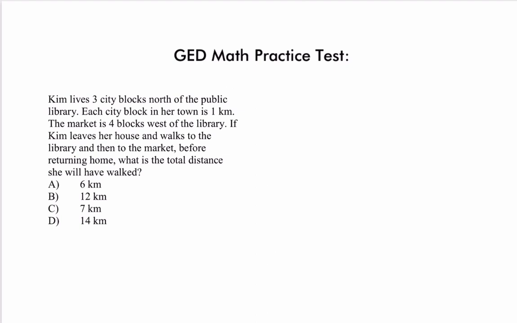Okay, the question today is: Kim lives 3 city blocks north of the public library. Each city block in her town is 1 kilometer. The market is 4 blocks west of the library. If Kim leaves her house and walks to the library and then to the market before returning home, what is the total distance that she will have walked?